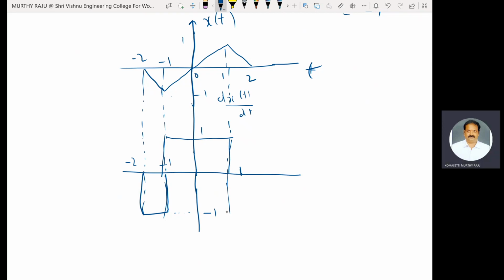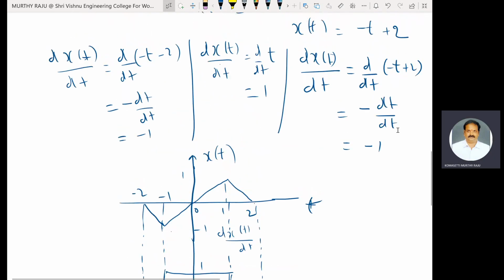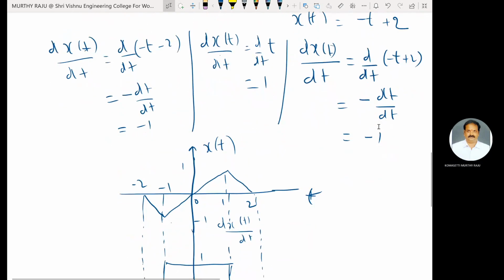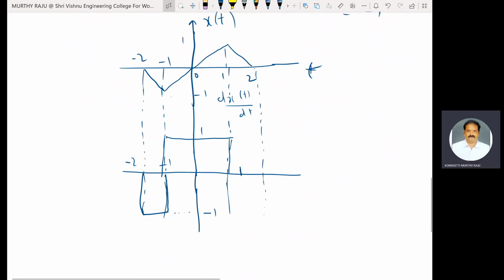And from 1 to 2, the slope value is minus 1. This is dx of t by dt, the first differentiation.